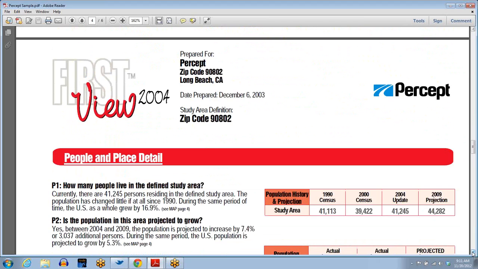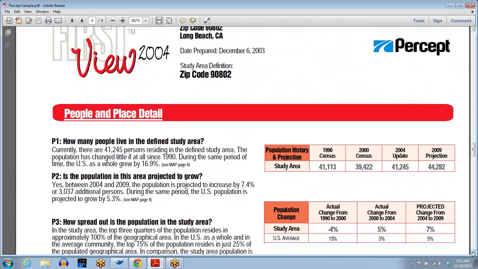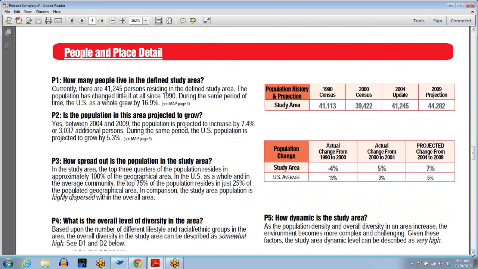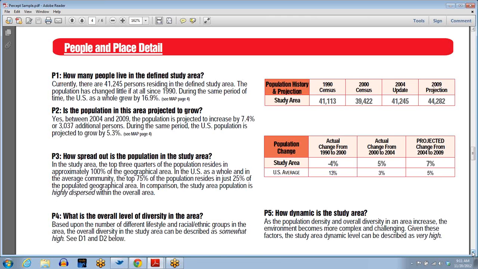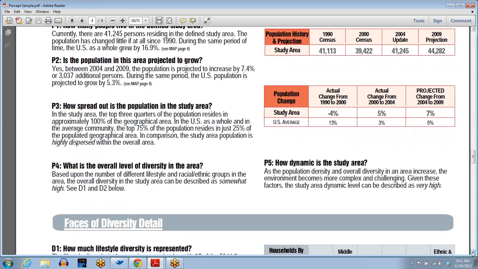Then page 4, and there are 6 pages to this, they're going to answer some real important questions. How many people are in the study area shows you the growth. And the population in this area is projected to grow, and the answer is 04 to 09, it should have grown 7%. What is the overall level of diversity in the area? It's seen as somewhat high. And then the dynamics in the study area is very high. All right, so they're giving you good, solid information in a snapshot.